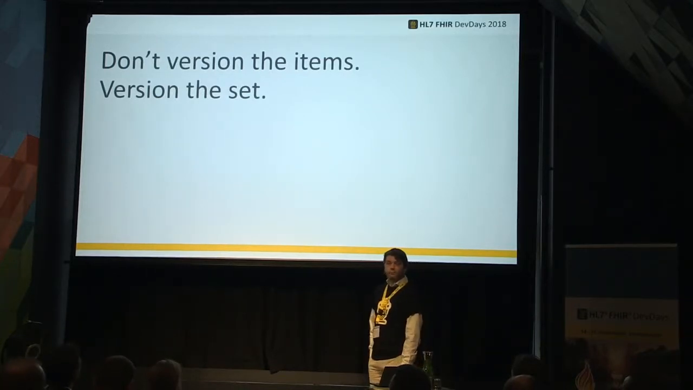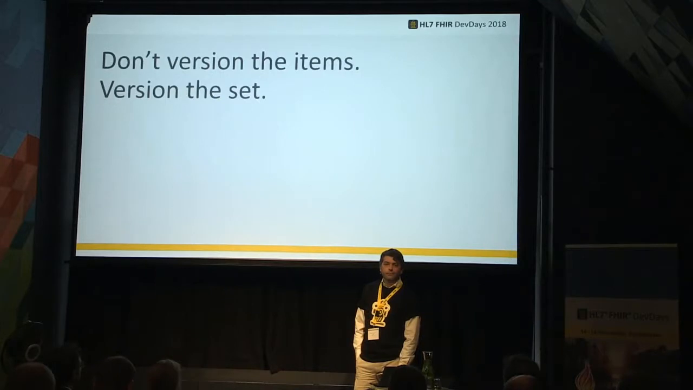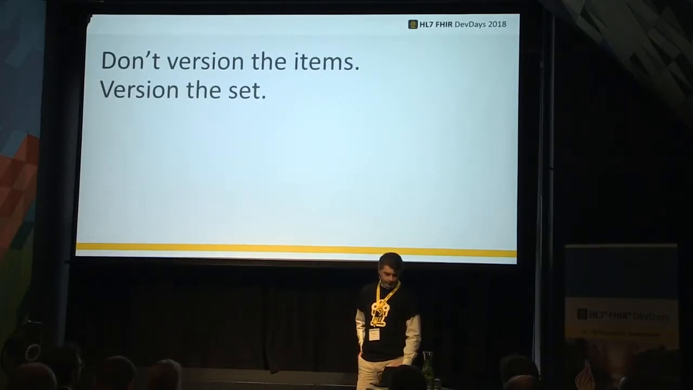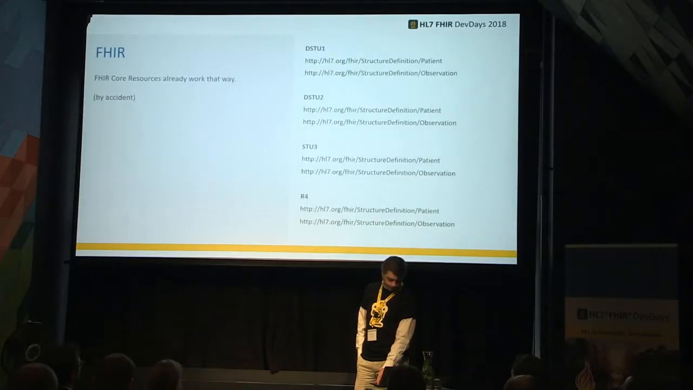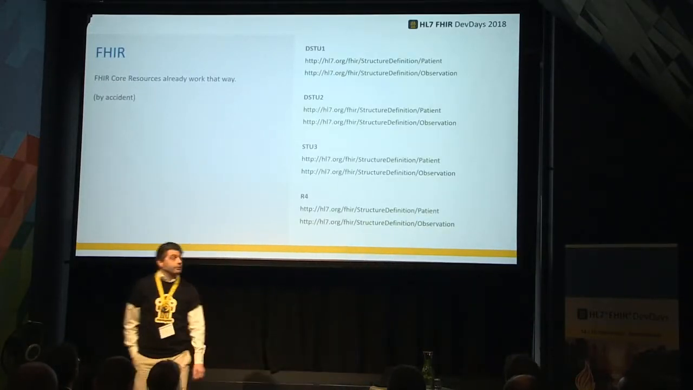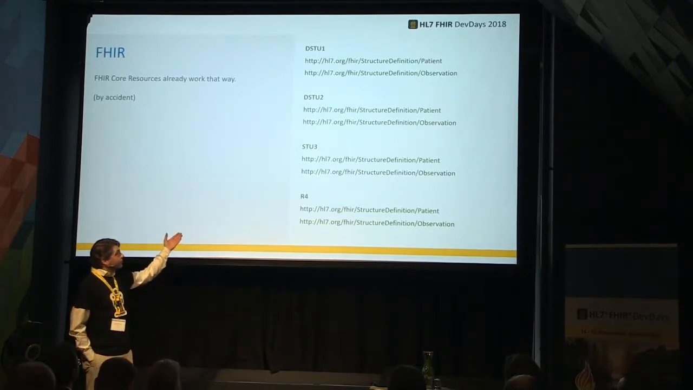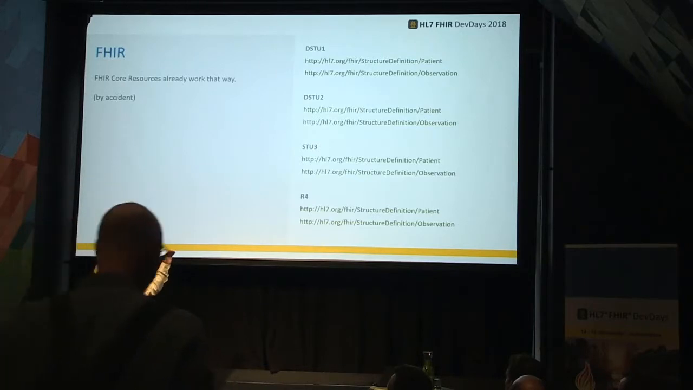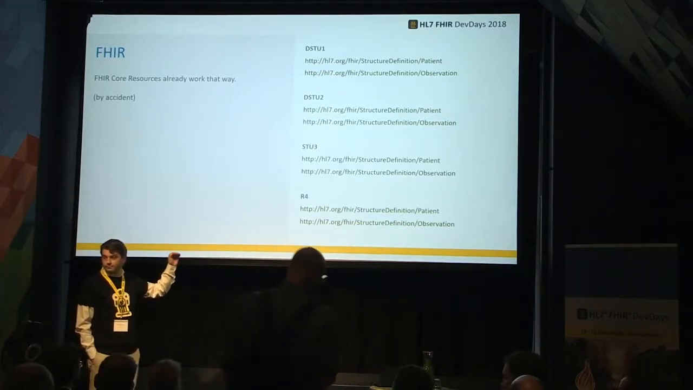This is a bit of an extreme move to the other side, and I will discuss in more detail later that it might not be for all cases, but the basic principle is, in most cases, you want to version the set. And the funny thing is, in FHIR, we, by accident, already did it this way, because look at the same picture as previously. The canonical URLs of DS2.1 and R4 are the same. The only thing we changed was the package.